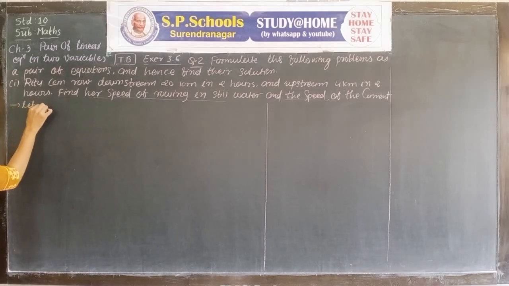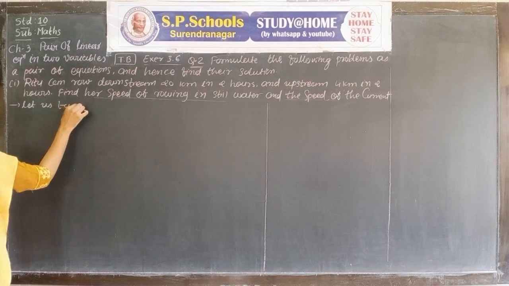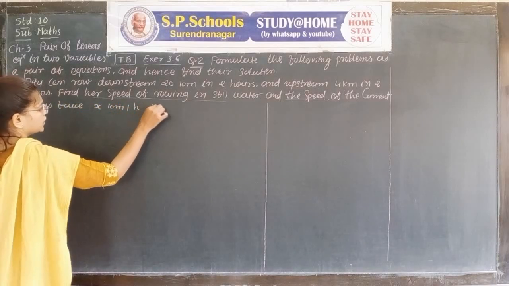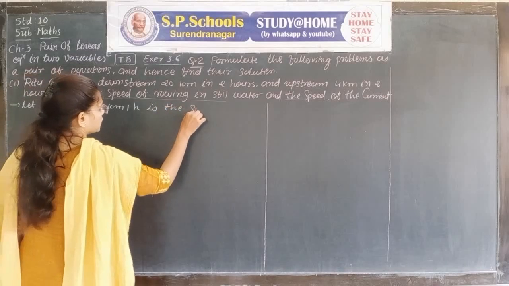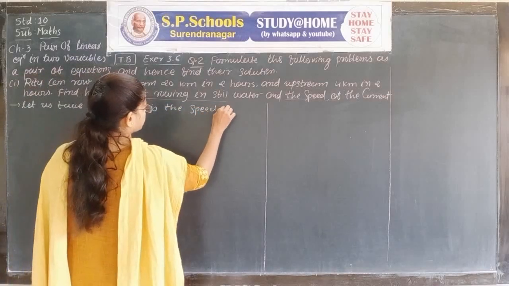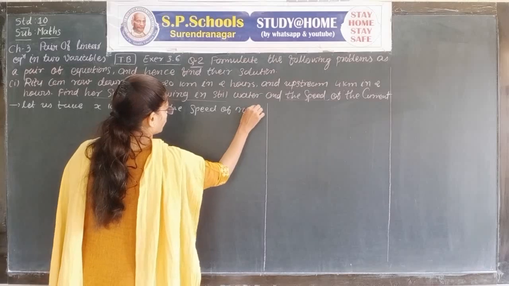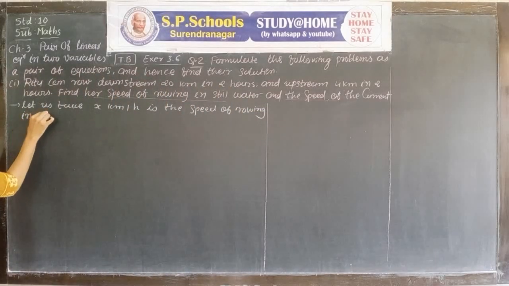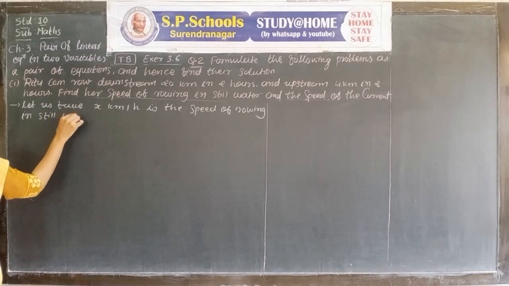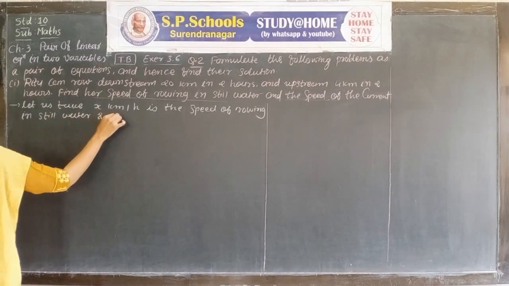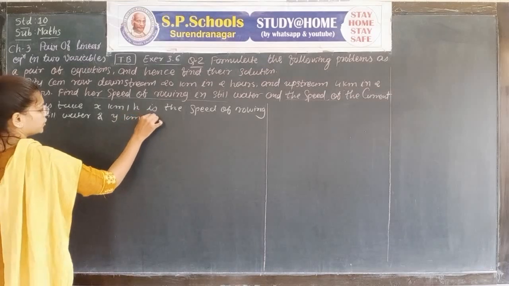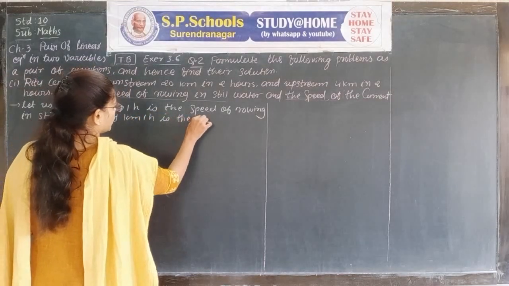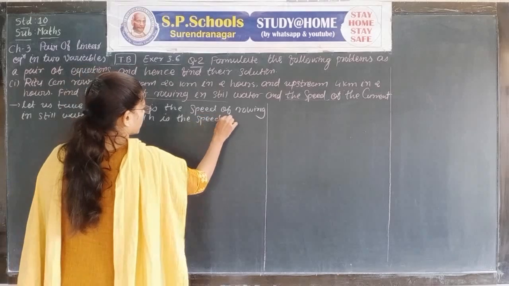Let us take x kilometer per hour as the speed of rowing in still water and y kilometer per hour as the speed of current.